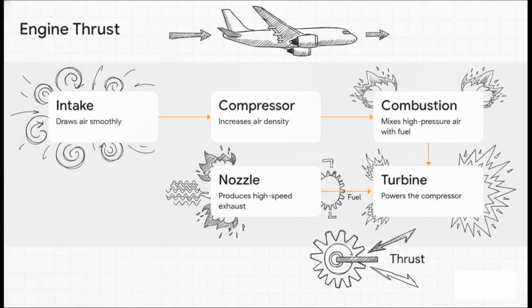Because, let's be real, without forward momentum, you don't get any of that beautiful lift. Thrust relies entirely on Newton's third law, and it's executed through a highly precise sequence. First, the intake draws air in. Then, the compressor violently squeezes it, skyrocketing the air density. After that, it's mixed with fuel and ignited in combustion. All those rapidly expanding gases spin a turbine, and finally, the nozzle blasts this gas out as high-speed exhaust.